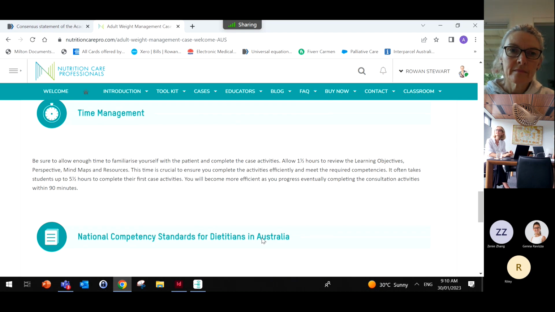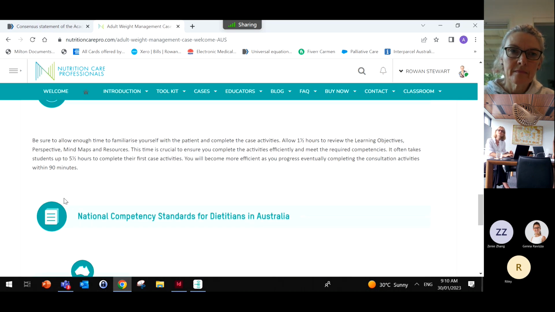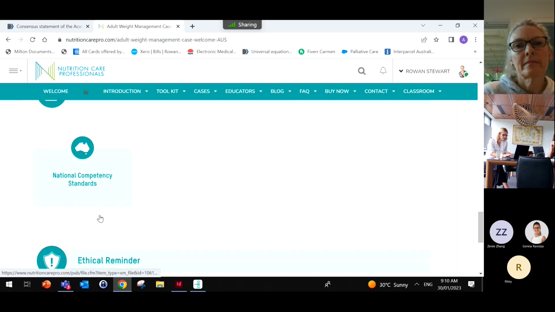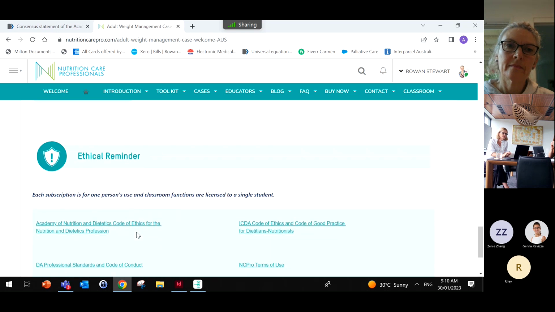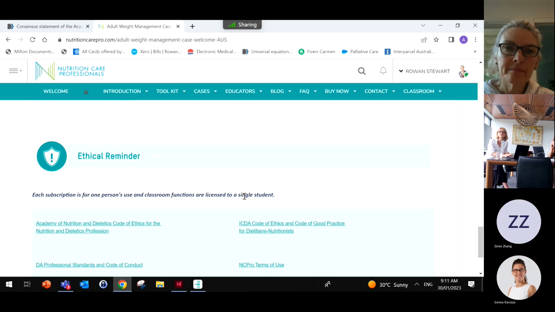National competency standards for dietitians. Now this will let you know which of the competencies are ticked off in each of our cases. So it's quite an important document if you're wanting to know where you're standing with your competencies. And here is the National Competency Standards for Australia, and then your ethical reminder. These cases are designed to be used by only one person, and we strongly discourage the sharing of access among students. So your ethical reminder is sitting down here.